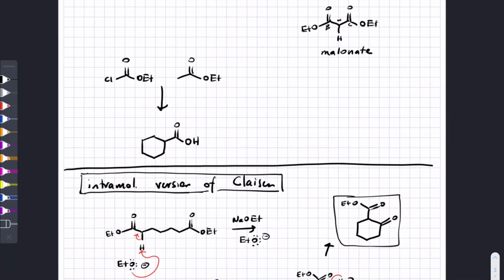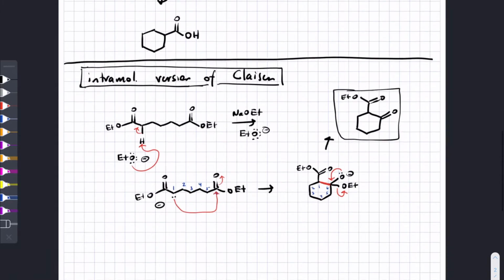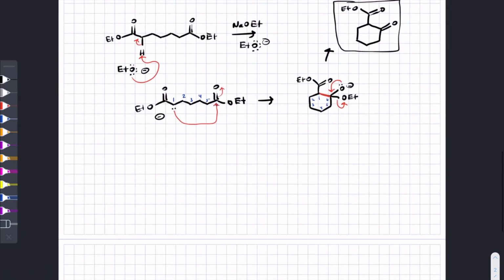Notice this is not the intramolecular version of the Claisen. This is the Claisen step. Then to get from here to here, you need to do some alkylation followed by hydrolysis and decarboxylation.